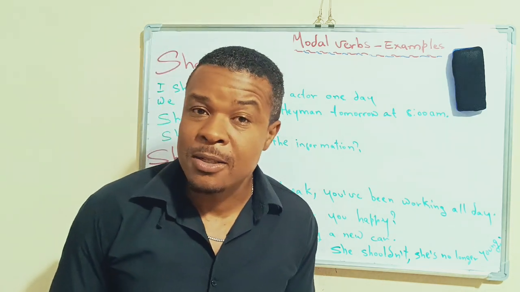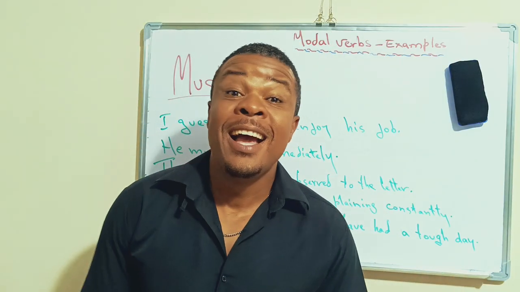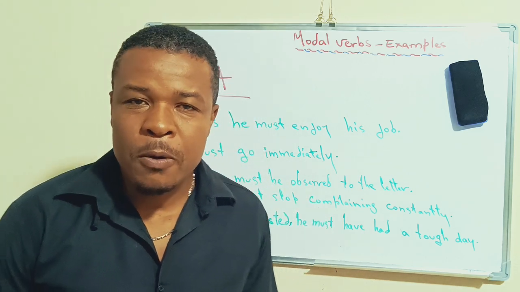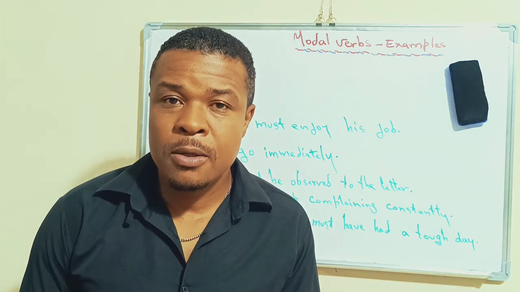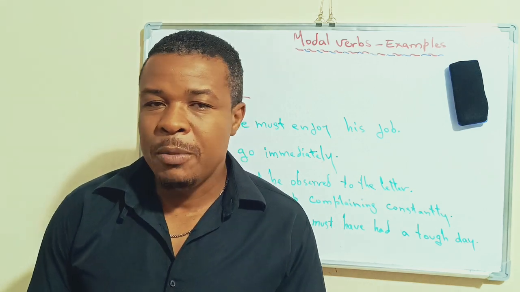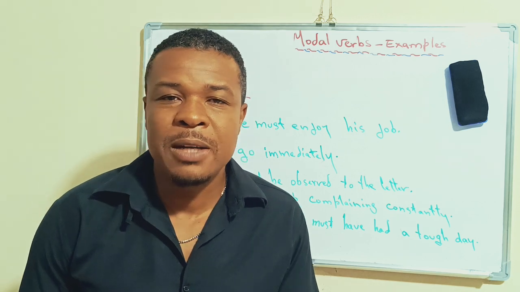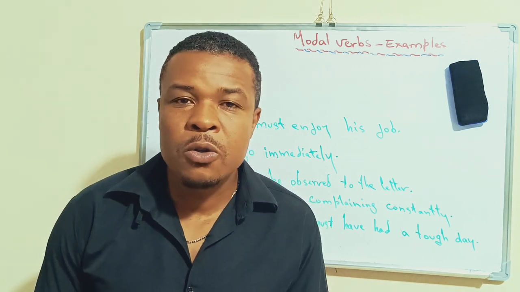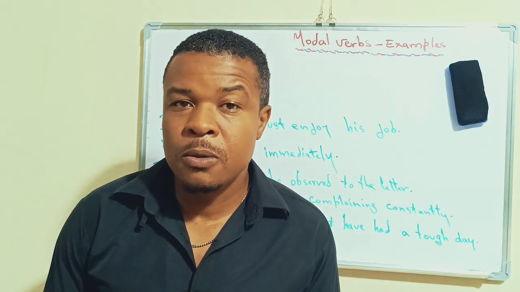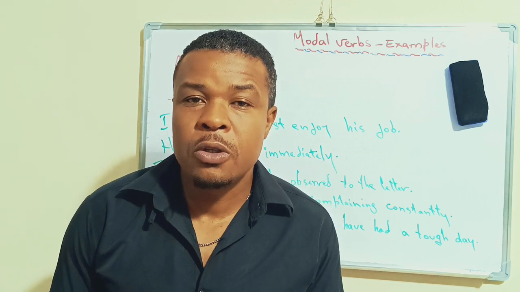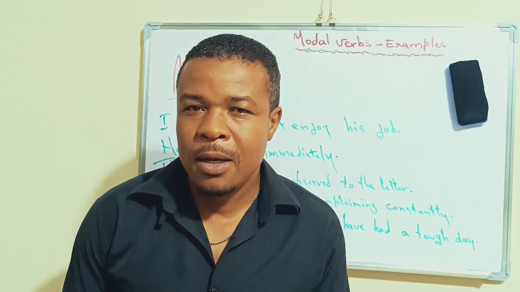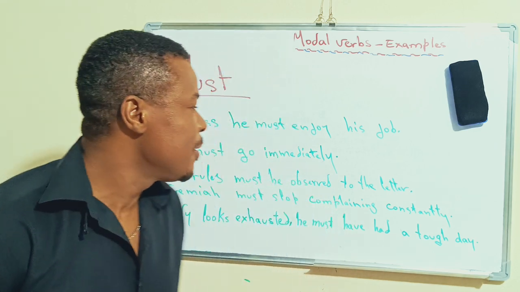So let's go with the next one, which is must, okay? All right, let's continue with must, okay? The modal verb must. We use must to express obligation, for example, to give advice or to give order, to communicate requirement. But sometimes it can be used to make supposition about the past. Let's see the example we have here, right?